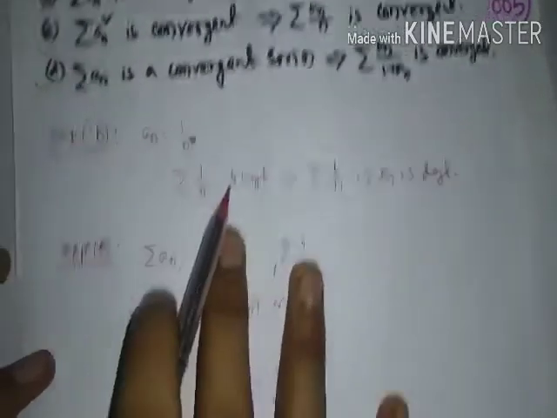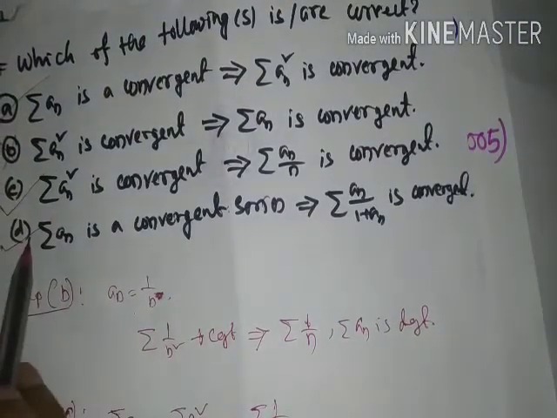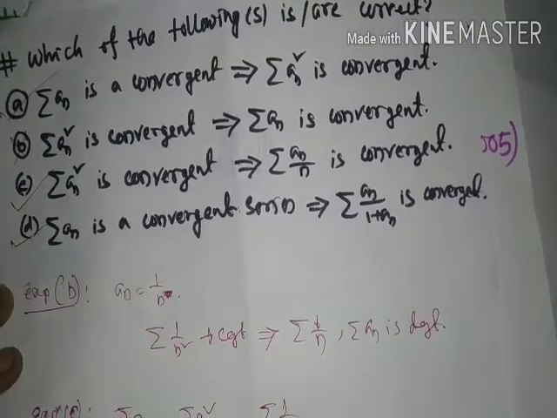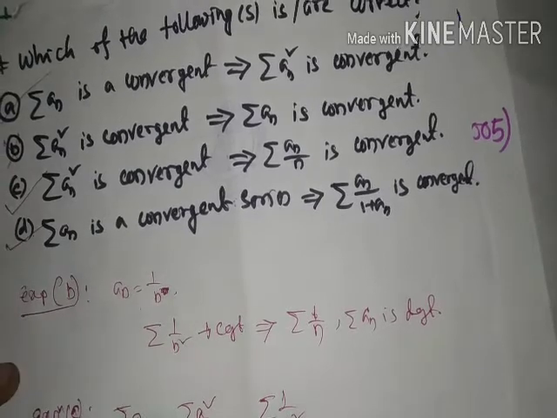So in this question, among 4 options, 1 option is wrong and the remaining 3 options are correct. So now let's see the next question.